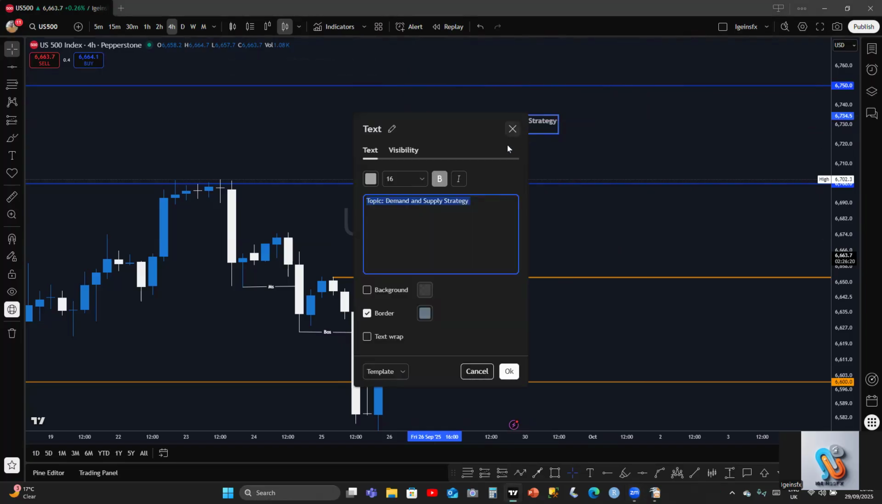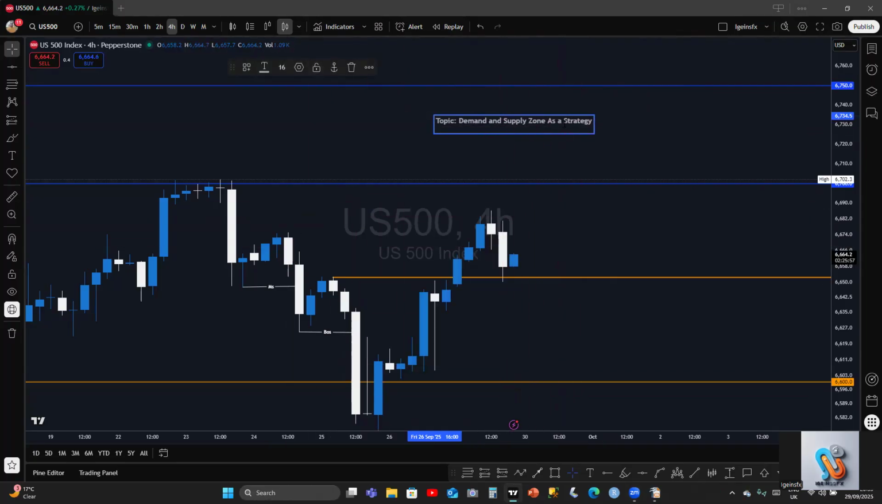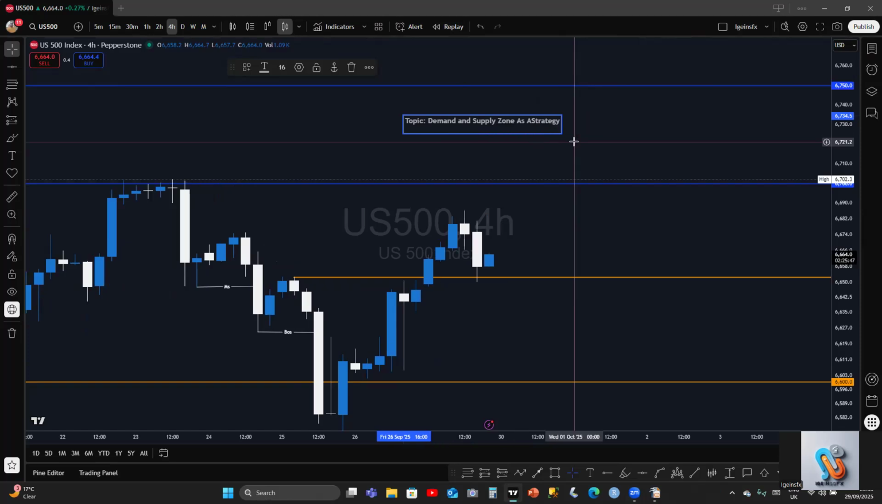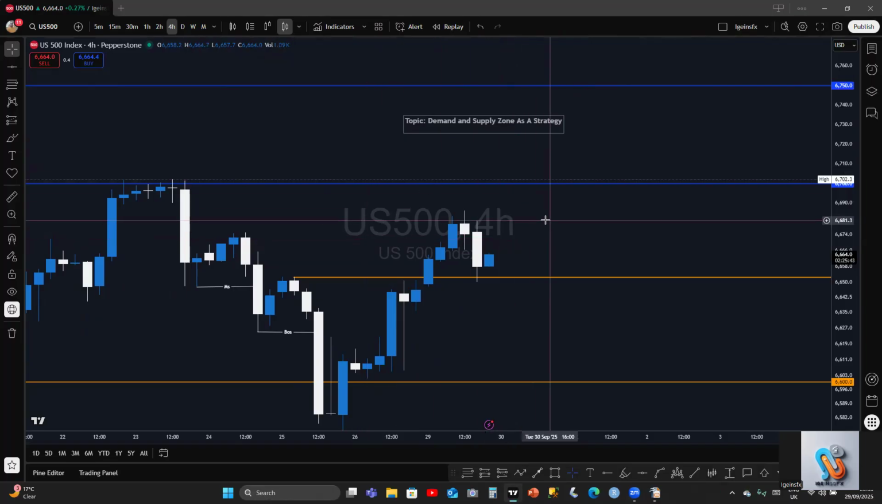Demand and supply zone. And also supply, it's a zone where sellers have already carried out activities before. When price now gets to that level, where sellers have carried out their activities before, once price gets to that same level, there's every likelihood that sellers will push the price back.